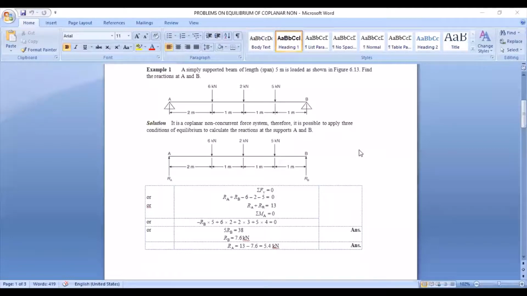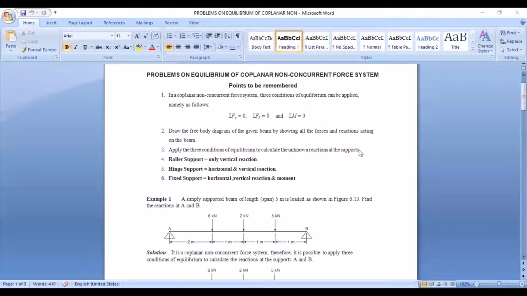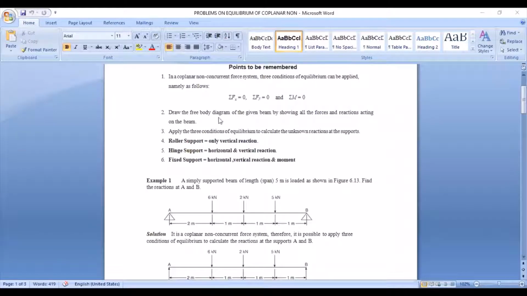So in yesterday's class, we discussed the important points which are to be remembered while solving problems on non-concurrent force systems. We are going to use three equations of equilibrium, and we are going to stress on the free body diagram and solve that free body diagram for reactions by using three equations of equilibrium.